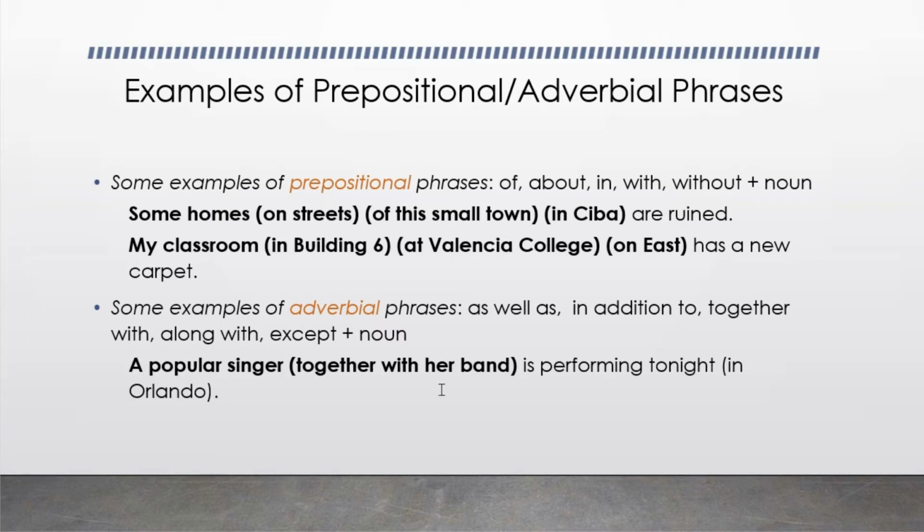A popular singer, together with her band, is performing tonight in Orlando. So here's your complex subject, a popular singer, together with her band. Now, together with her band is an adverbial phrase, junk. So the simple subject is singer, which is singular. That's why you have the verb is. Now, you might notice that there's a prepositional phrase in this sentence, in Orlando, but it's not part of the subject, so we don't consider this.